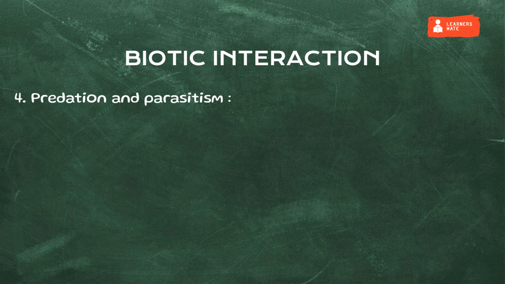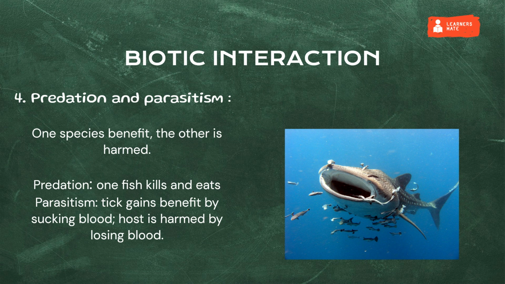The fourth one, predation and parasitism. One species benefits, the other is harmed. For example, predation: one fish kills and eats the other. Parasitism: a tick gains benefit by sucking blood of the host. The host is harmed by losing blood.